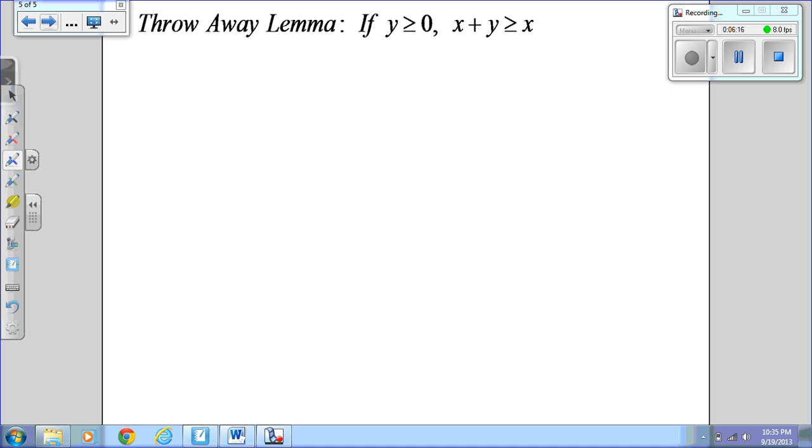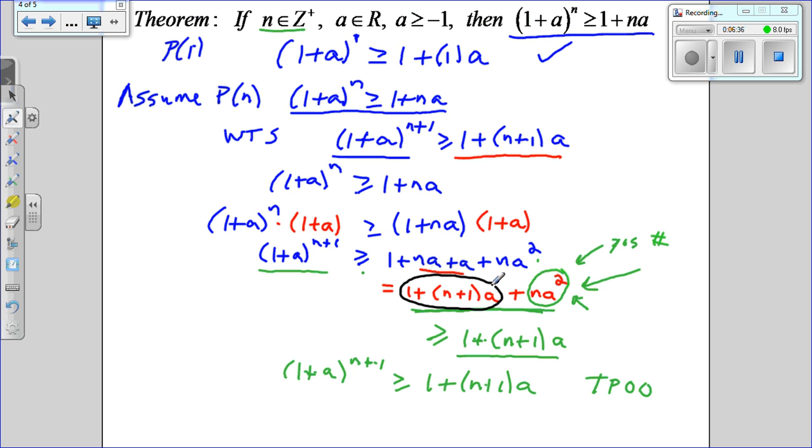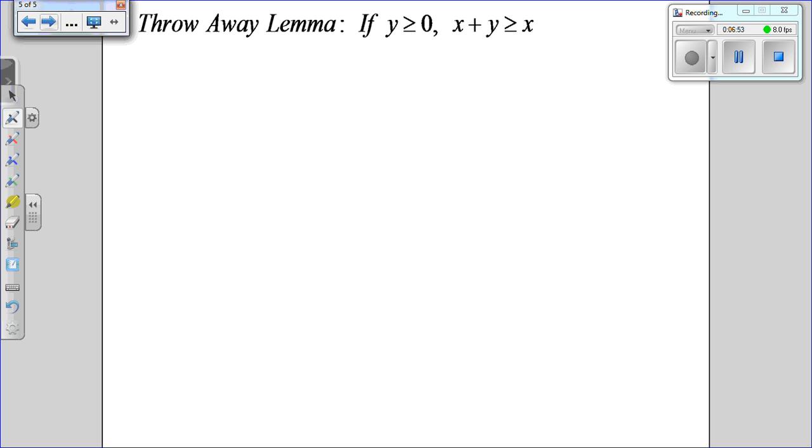Take a look at what it says. If you've got a positive or 0 y, so y is greater than or equal to 0, then x plus y will always be greater than or equal to x. If you go back to the previous slide, think of this as your x, think of this as your y. So x plus y will be greater than or equal to x so long as this y is greater than or equal to 0. That's the throwaway lemma. Let's prove this. This is a real quick proof.